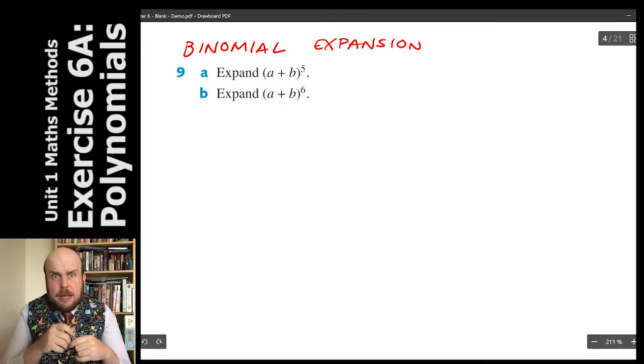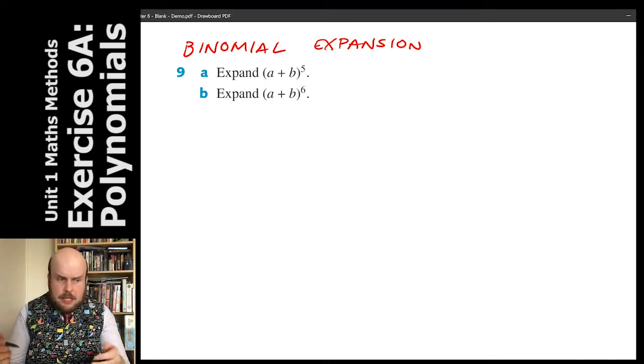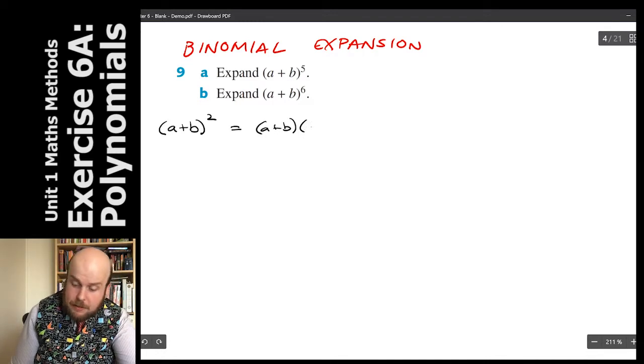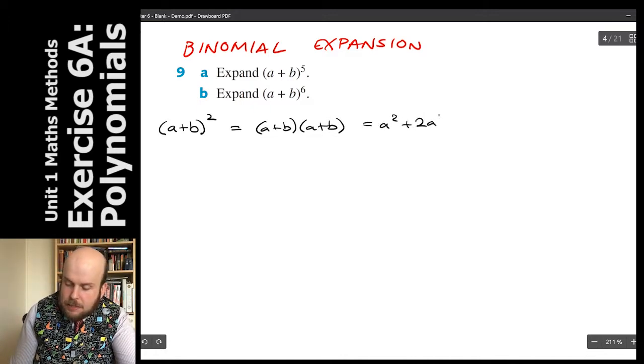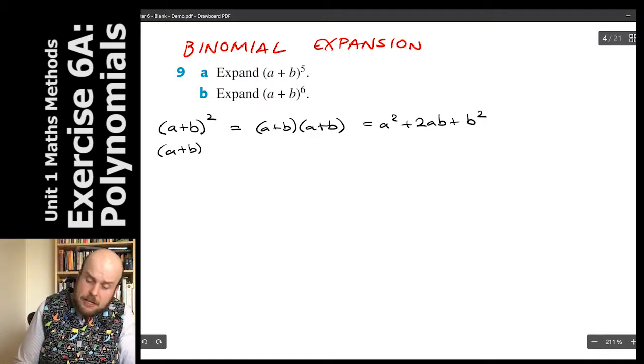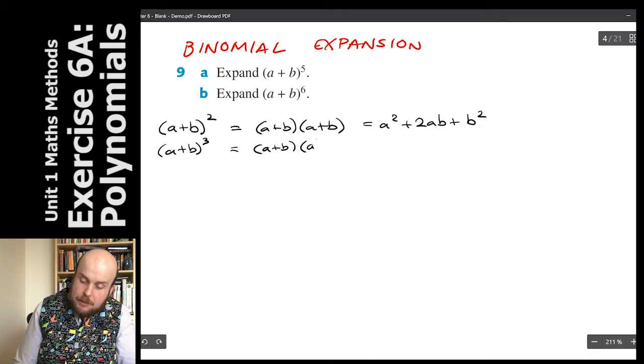Now, a couple of things will help me out with the knowledge that I might have. I know that if I have (a + b) squared and I expand that, because (a + b) squared is just (a + b) times (a + b), that's going to be a squared plus 2ab plus b squared. Because a times a is a squared, a times b is ab, b times a is ab, plus b squared. So by that logic, (a + b) cubed is just (a + b) times this answer up here.